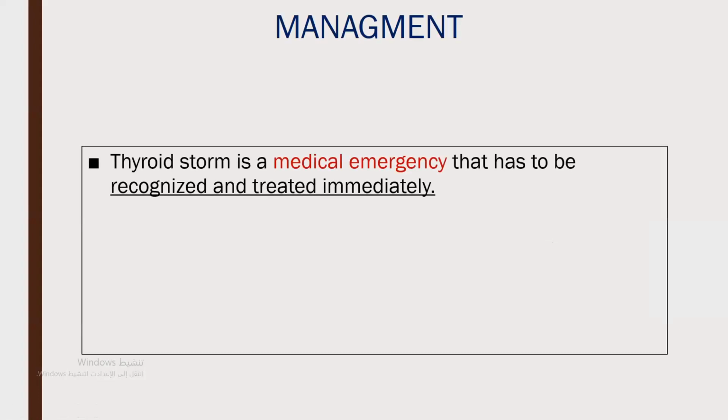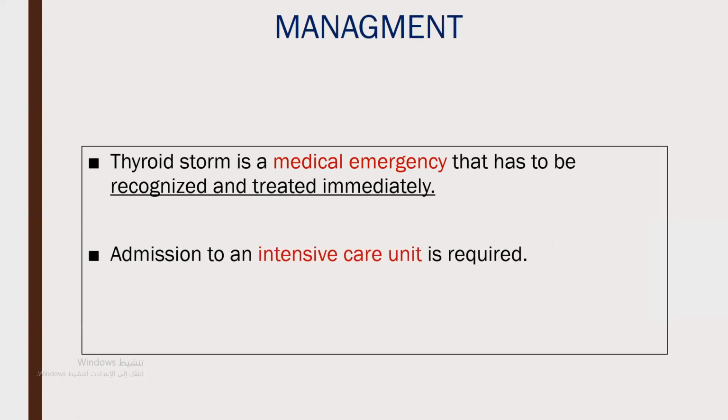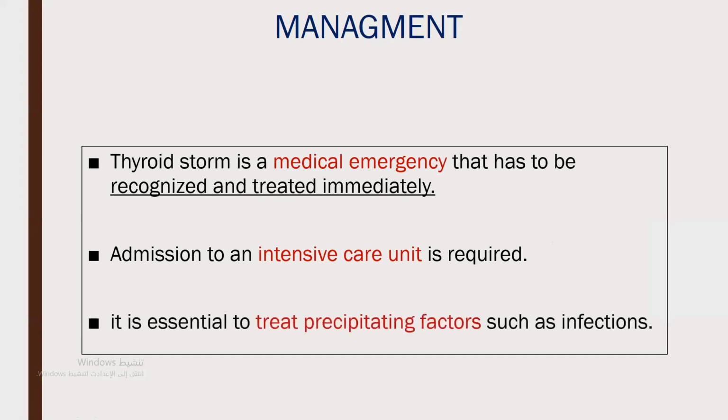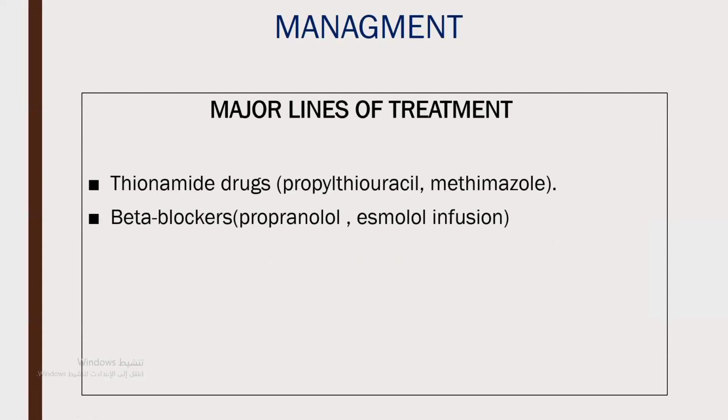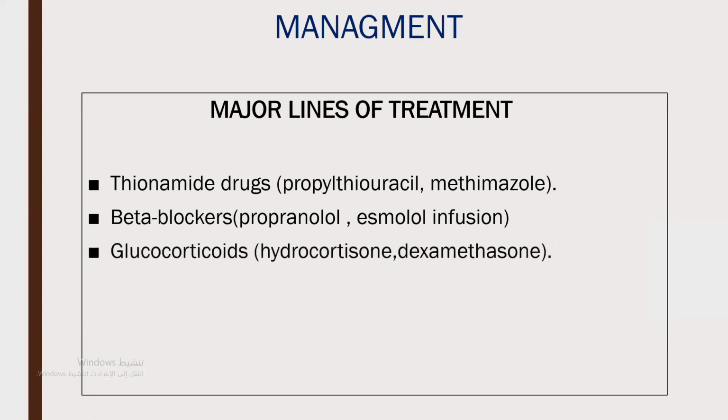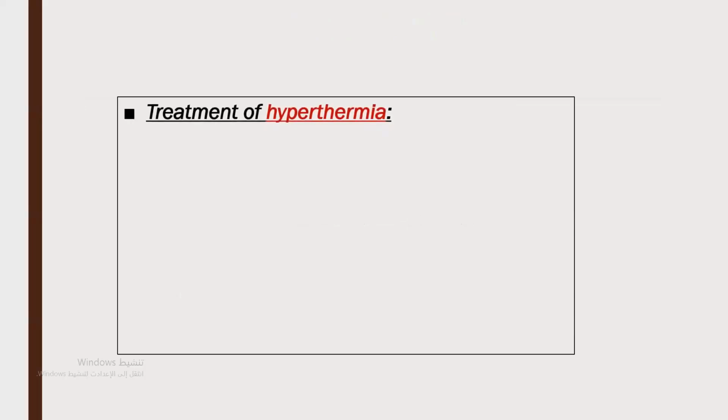Thyroid storm, as we mentioned, is a medical emergency that has to be recognized and treated immediately. Admission to ICU is required. It is essential to treat precipitating factors like infections. Major lines of treatment include thionamide drugs like PTU and methimazole, beta blocker such as propranolol or esmolol infusion, glucocorticoid like hydrocortisone or dexamethasone, and iodine like SSKI or Lugol solution can also be used.